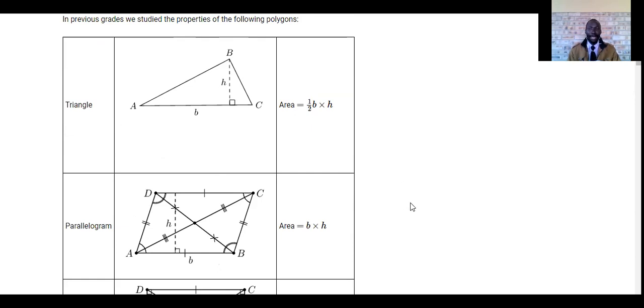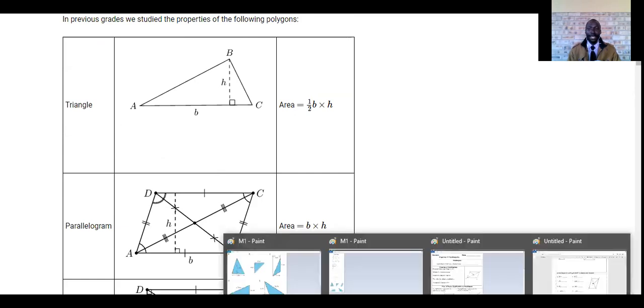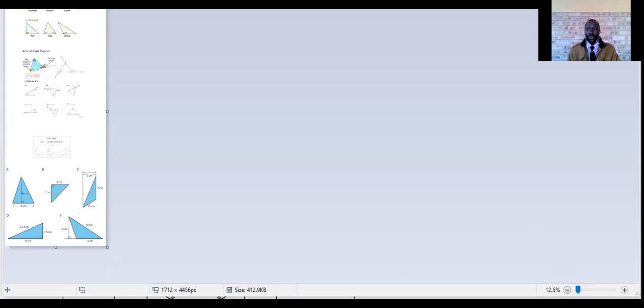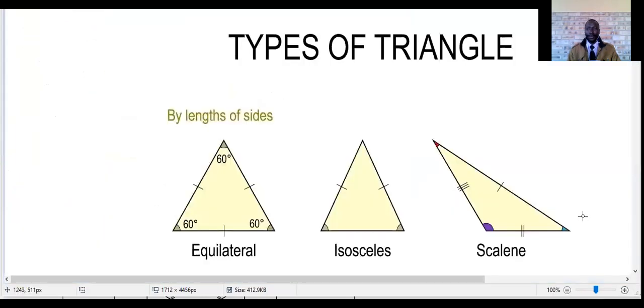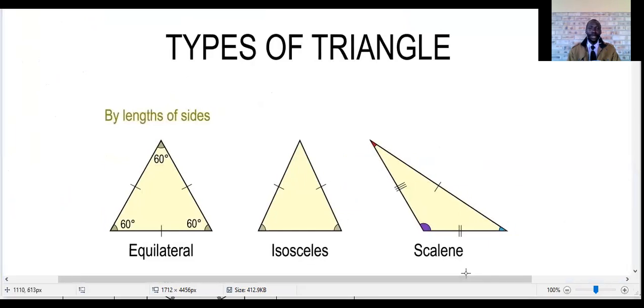But before we look at the area of a triangle, we would like to look at this general property that we looked at previously. So I will be sharing right away this screen where we are going to be having, yes. So there we go. Now, right here on the screen, we have, as a quick reminder, types of triangle.